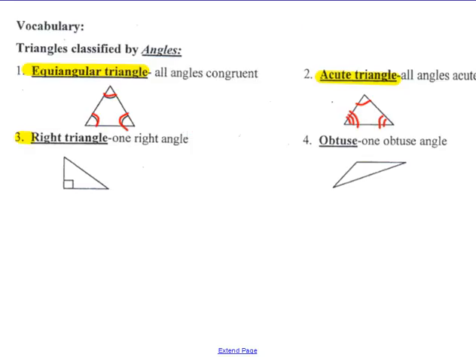The next one is a right triangle. We've been dealing with right angles. Now we've been looking at right triangles. A right triangle has one right angle. Right there. Finally, we're looking at the obtuse triangles. Obtuse triangles have one obtuse angle. This one right here is obtuse.